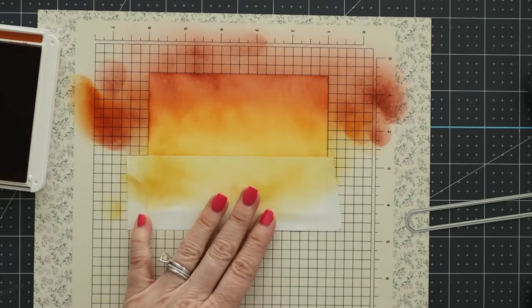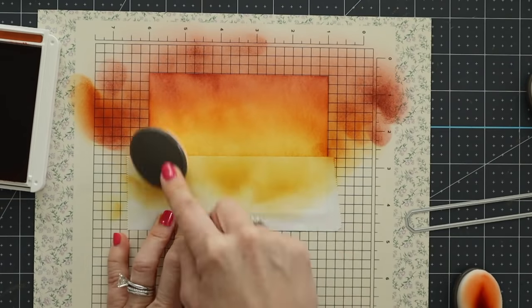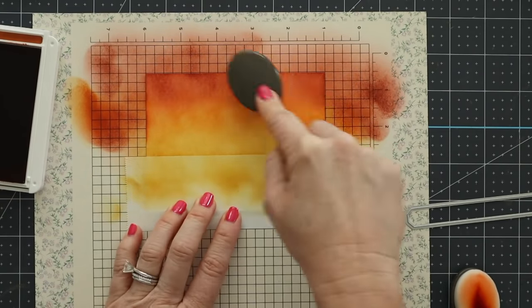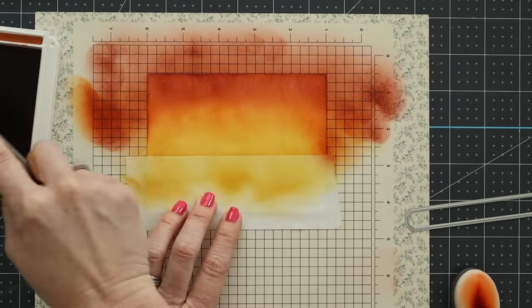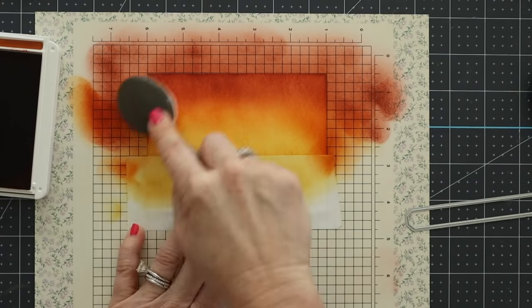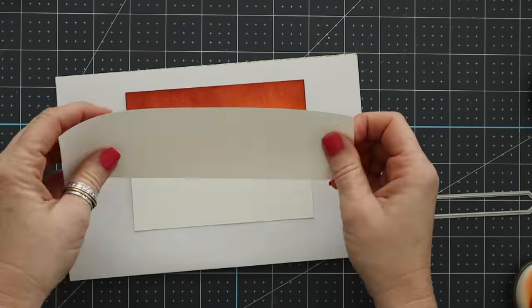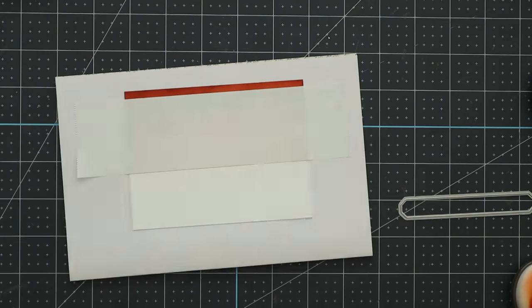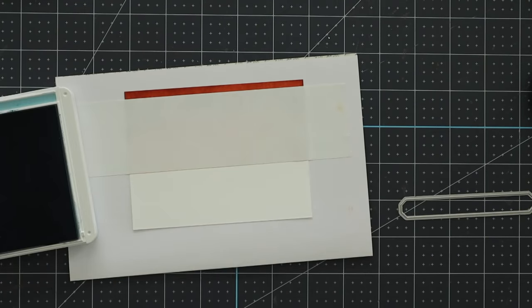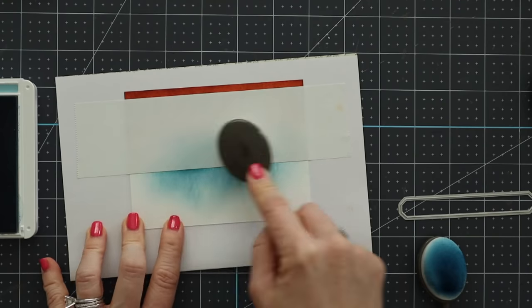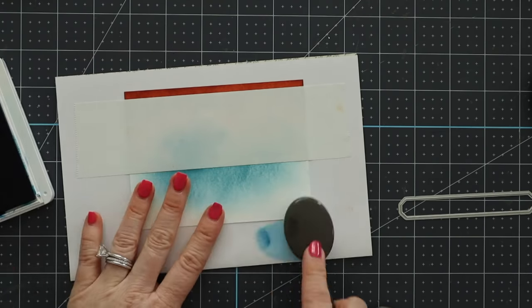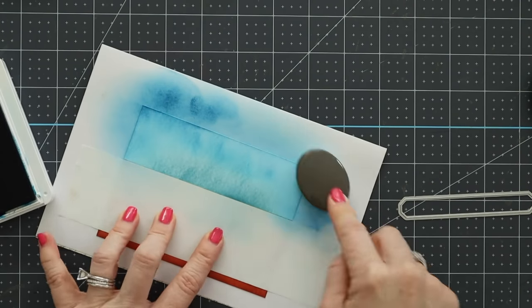I'm using Cajun Craze, Pumpkin Pie, and Crushed Curry to do my ink blending, along with Stampin' Up's blending brushes. They have the softest bristles. I can talk today, I promise. And they are just beautiful. So if you need ink blending brushes, there are some available through Stampin' Up, and they are $12 for a pack of three.